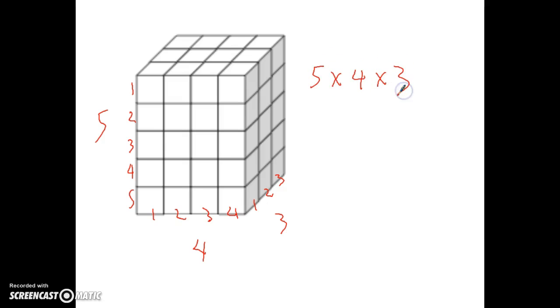And I can do them in whatever order I want. If I see something that multiplies together nicely, I'm going to go here. 5 times 4 is 20. And then I got 20 times 3. That's going to equal 60.